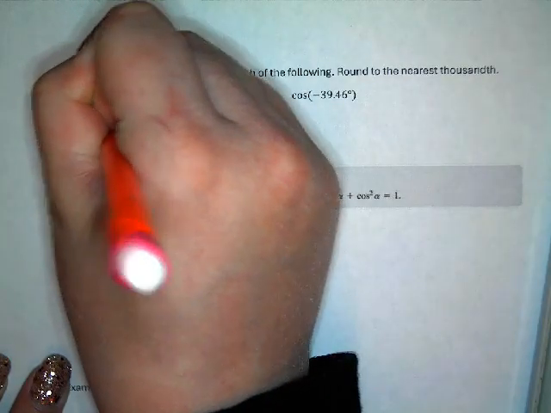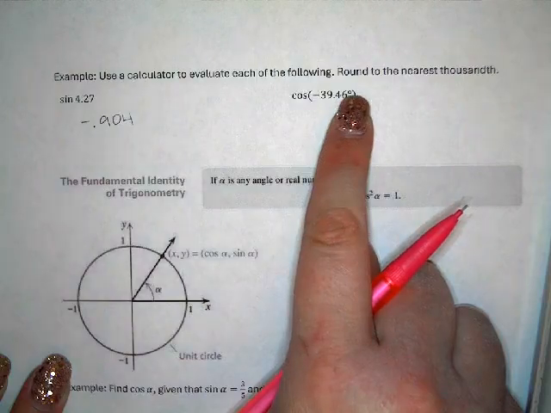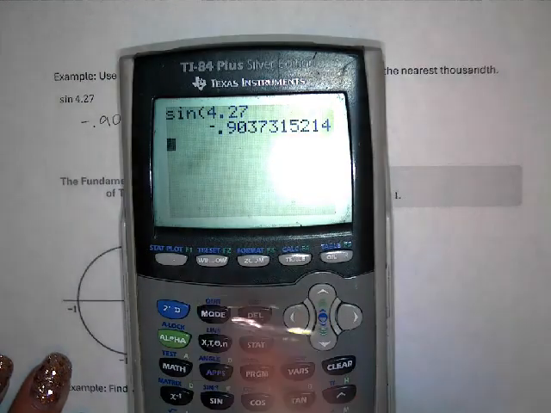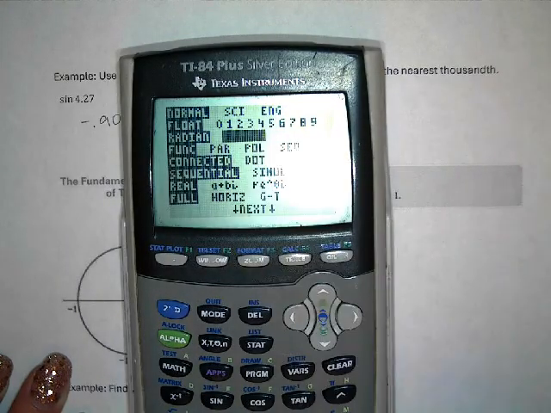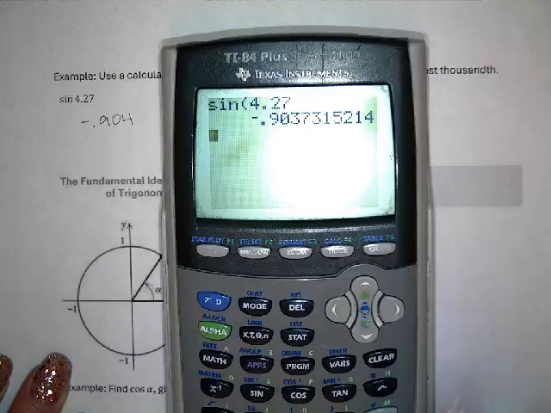And then here there is a degree bubble, so I need to convert into degrees, or put my calculator into degrees, I mean. So make sure it's highlighted on degrees and press enter. Now my calculator is in degrees, and then I can type cos, negative 39.46, 0.772.